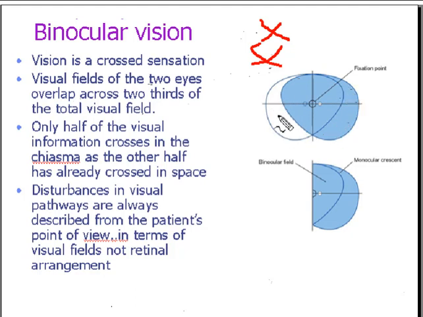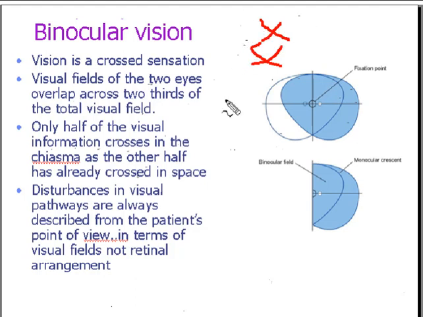This third point we have here, only half of the visual information crosses, as the other half has crossed in space, and this is what I explained to you earlier. So only part of it crossed because the other half crossed up in space when it was going from right to left, the right field to the left half of the retina.